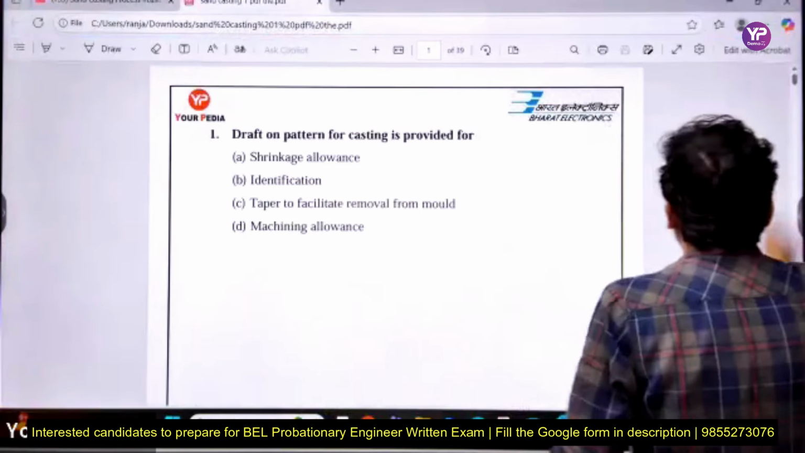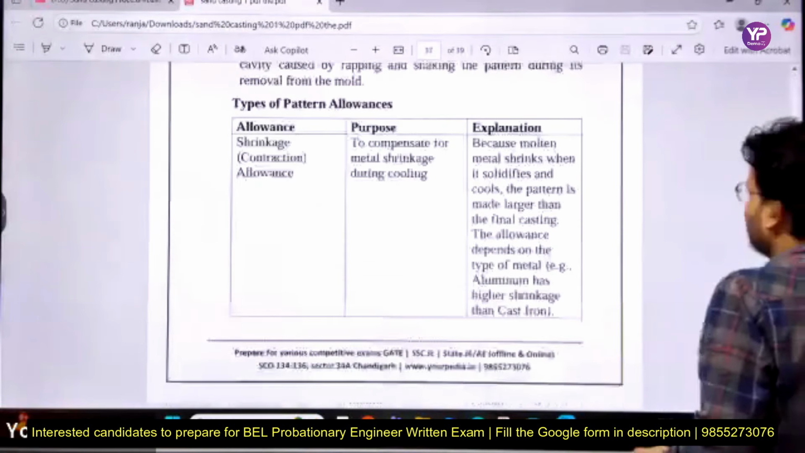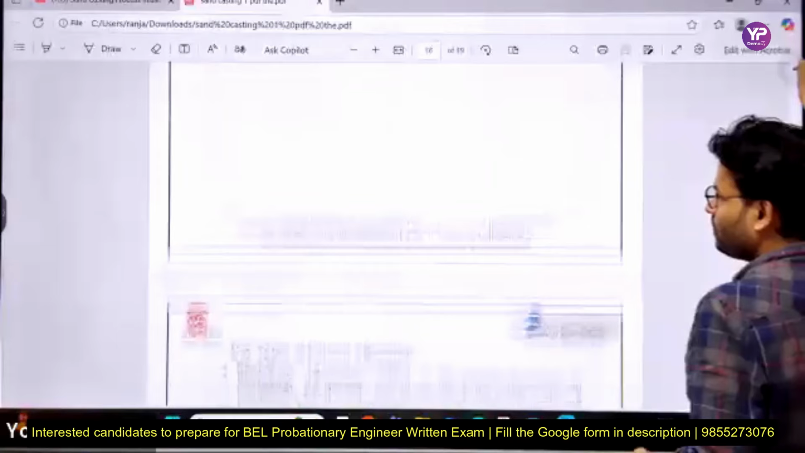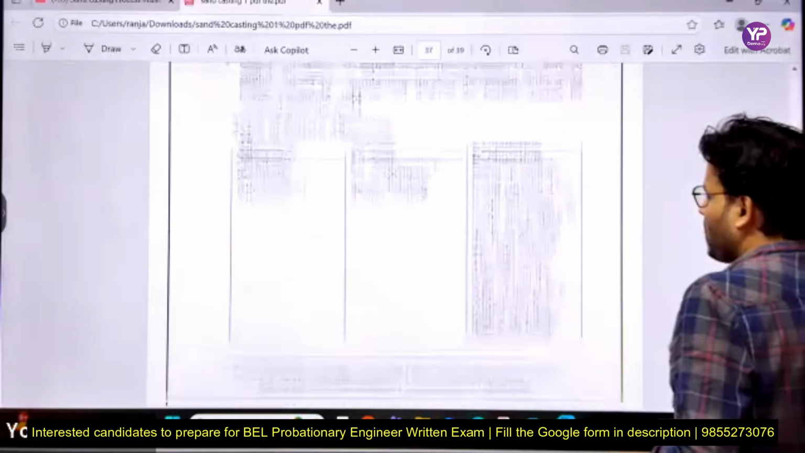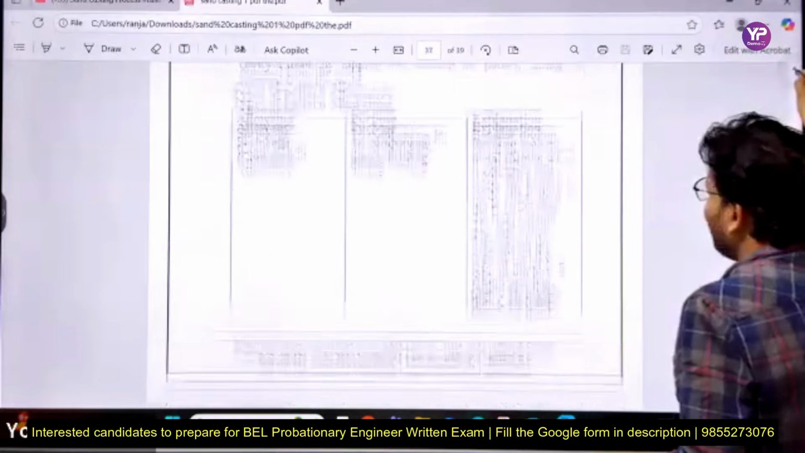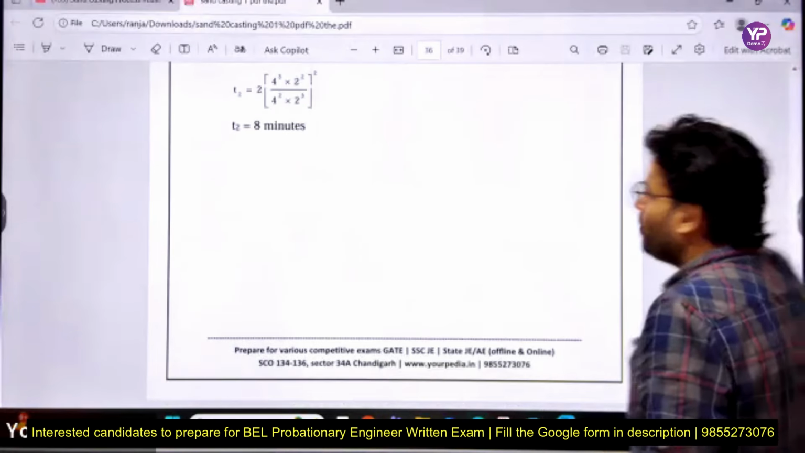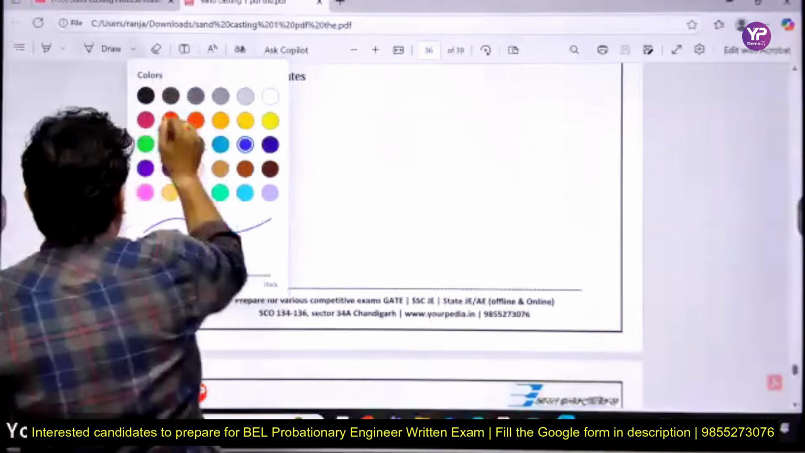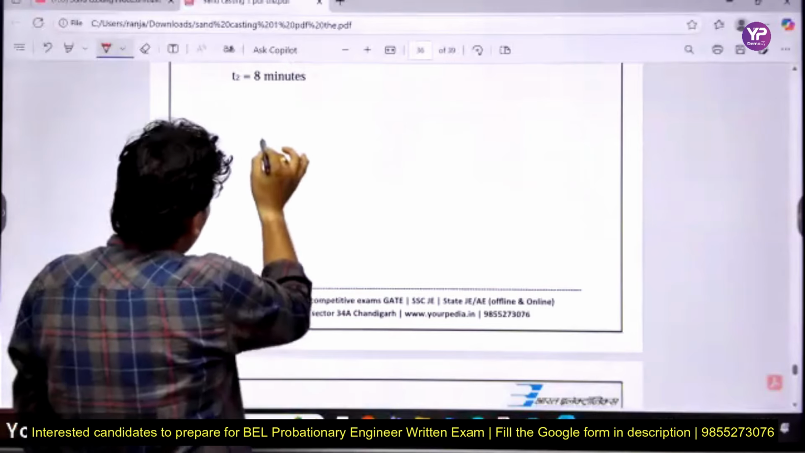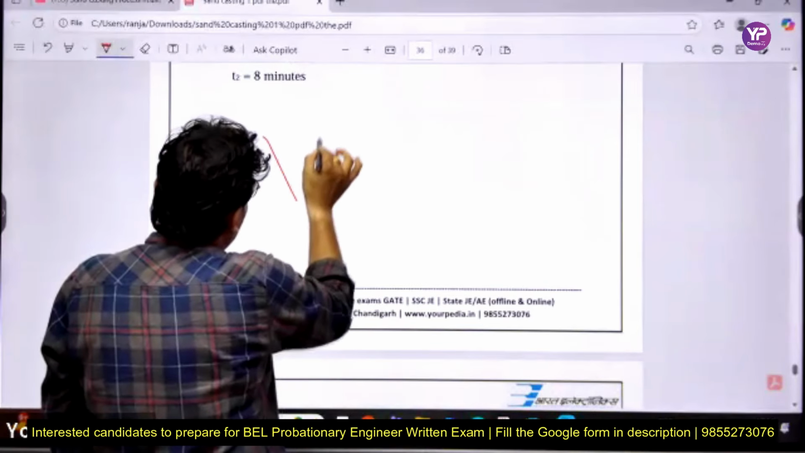Before coming to the question, let us move to the last. Those are all numericals, no problem. In sand casting, what do you have to do, my dear friends? That is the question. We will see their solution later on. First of all, you have to make something like this.